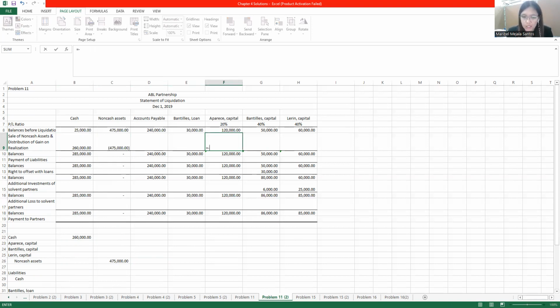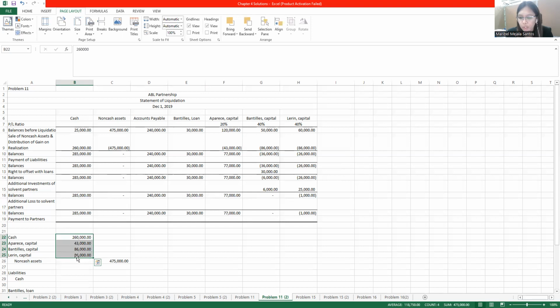We will divide it according to P&L. For A, it's 20%, so negative 215,000 times 0.2. That's 43,000. For B, it's negative 215,000 times 0.4, and for L, the same. So that's 86,000. So it's a debit to cash, 260,000. Debit A capital, 43,000, and 86,000 for B and L, for a total debit of 475,000 and total credit of 475,000.